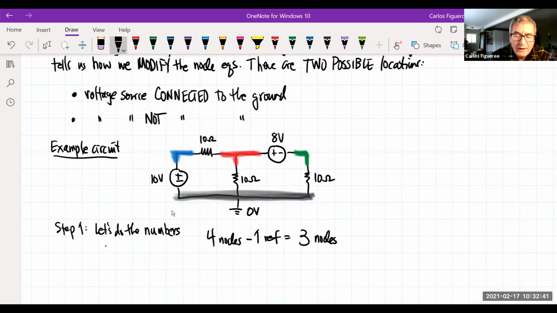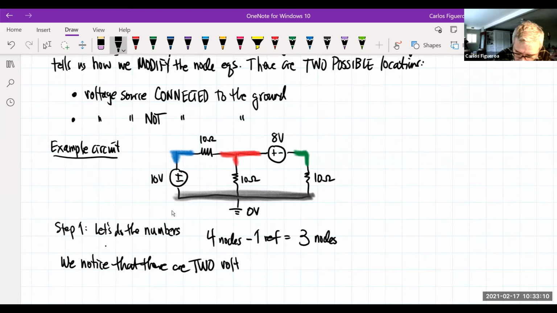But wait a minute. Look what's going on. There are 2 voltage sources, one that's connected to the ground and one that's not connected to the ground. So the question is, what do those sources actually do to the circuit here? So we notice that there are 2 voltage sources in the circuit now.